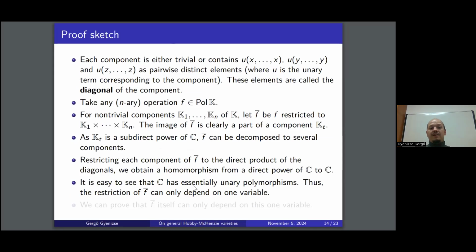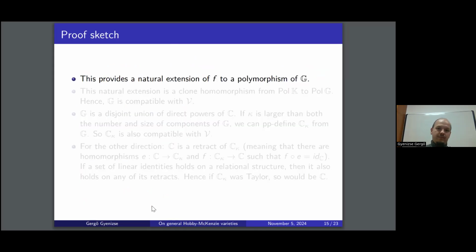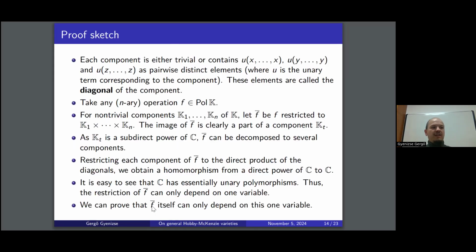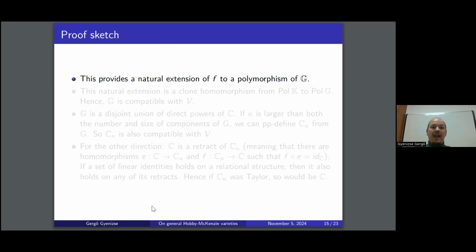That means that if we take the restriction of the component of overline F, that will depend on only one variable. And non-trivial, but we can prove that the component of overline F itself can only depend on this one variable. So it will be like, take this variable and apply this automorphism to the graph. And this will give a natural extension of F to a polymorphism of G.